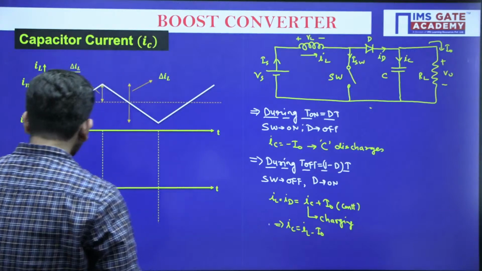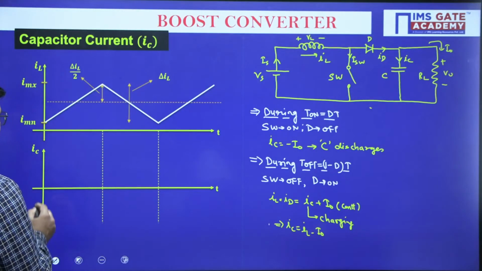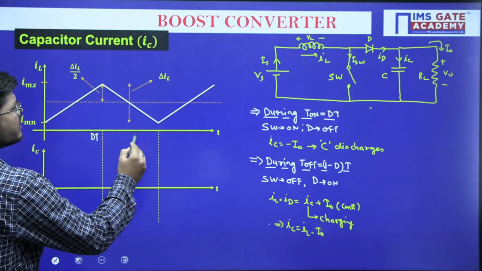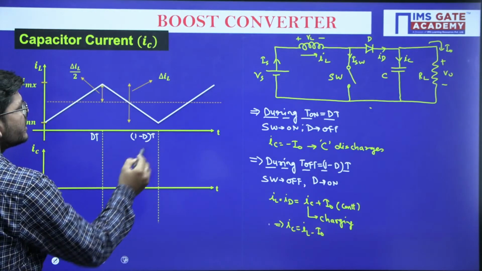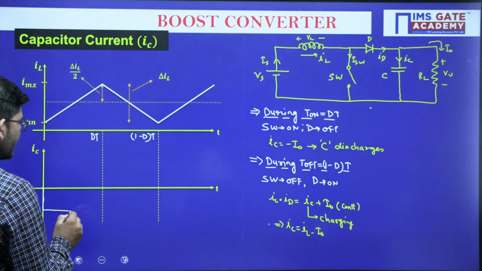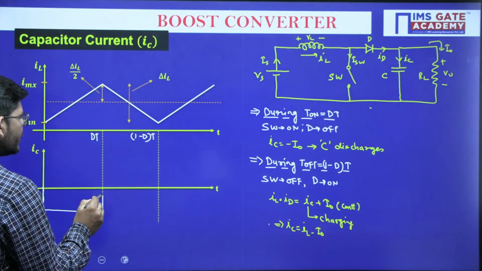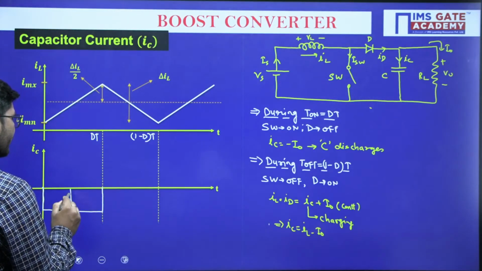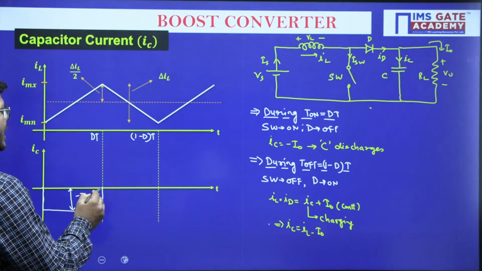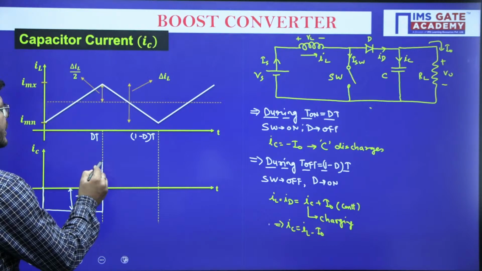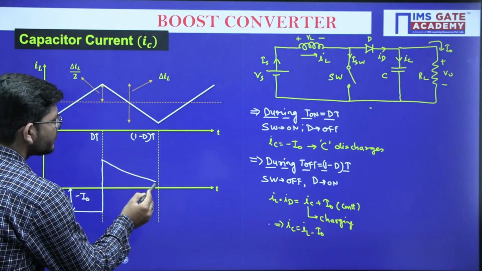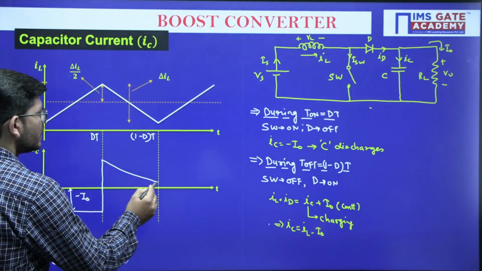Now if we are going to plot these changes, what will happen? During the on time, that is dt, and this is during the off time, that is 1 minus dt. So during the on time, what is the value of capacitor current? It is minus I naught. And what will be the capacitor current value during the off period? It is IL minus I naught. So it will be like this.